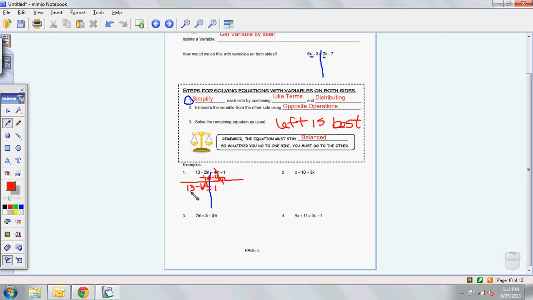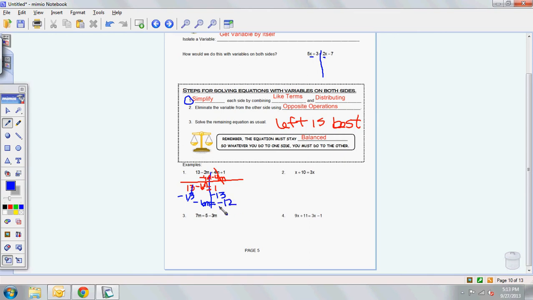I've simplified it. So now I have 13 minus 6m equals 1. Now it looks something like what we've been doing before, where the variable is just on this side. So now it's our job to get that completely alone. So here's where the process kind of starts over. We need to get this alone. We're going to do the opposite to get it by itself. So we're going to get rid of this 13, minus 13 on both sides. So we're left with negative 6m is equal to a negative 12.